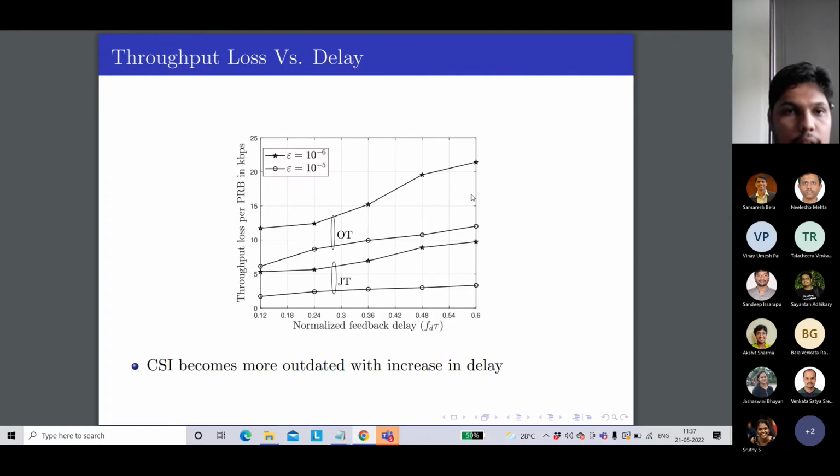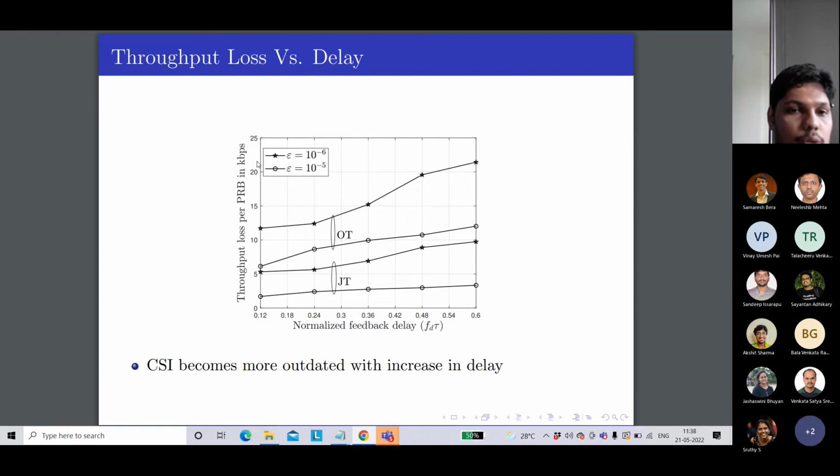The next plot is the throughput loss versus delay as a function of normalized feedback delay, which is f_D tau, where f_D is the Doppler speed and tau is the delay. We can see that as the normalized feedback delay increases, the throughput loss per PRB for eMBB users increases. We plot it for two error targets. That's because as the delay increases, the CSI becomes more outdated. As a result, the base station has to go for lower rate MCSs for the URLLC user, which increases the throughput loss for the eMBB user. So that's the throughput loss as a function of delay.